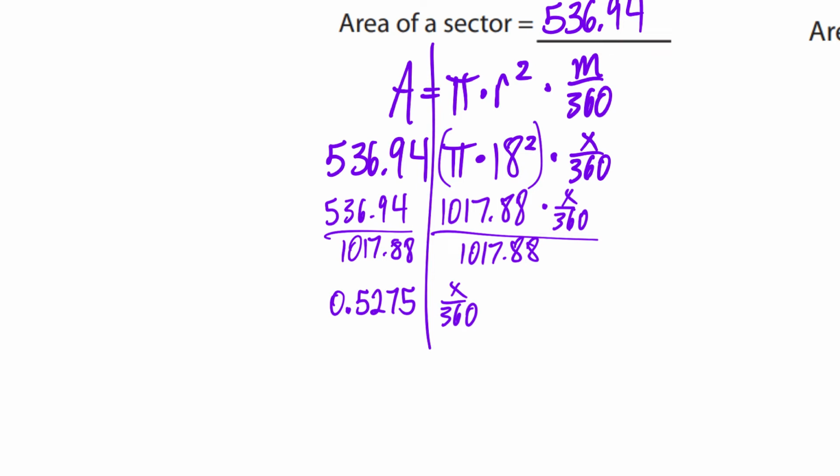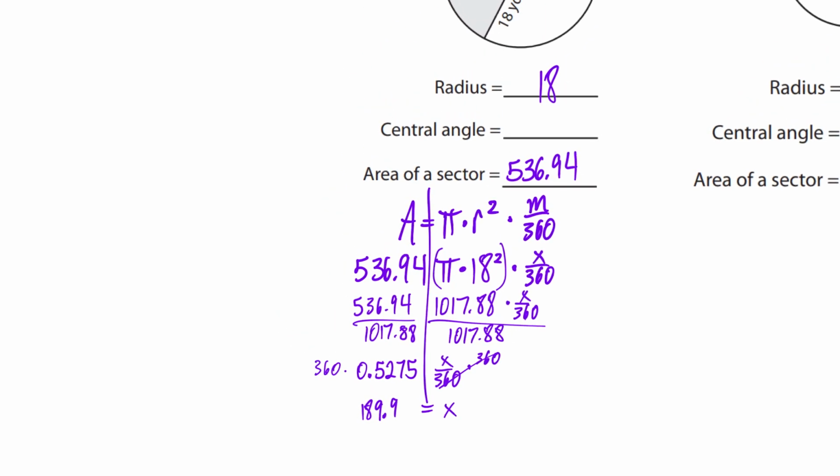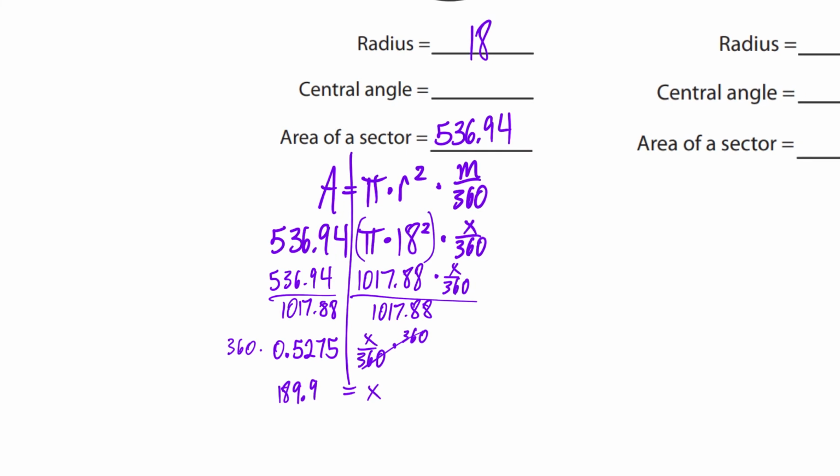Now x divided by 360 equals that. What am I going to do to finally get x by itself? Just multiply by 360. That way those 360s cancel, and then 360 times all of that is going to be 189.9. So the central angle is 189.9 degrees.